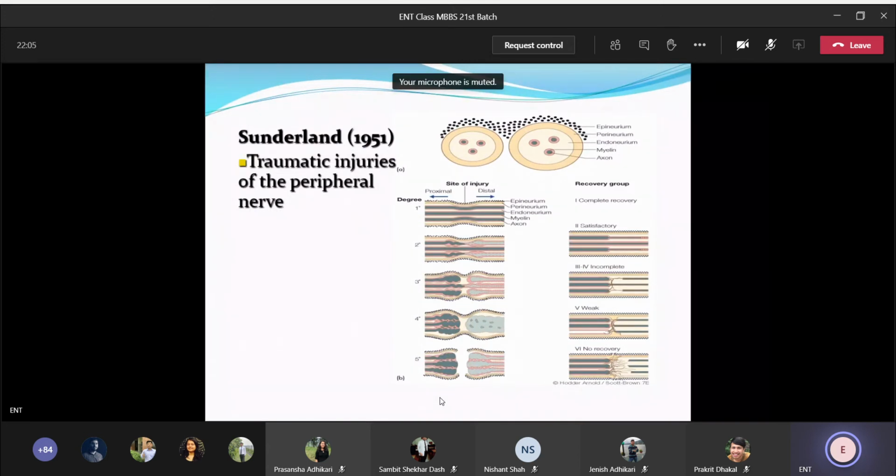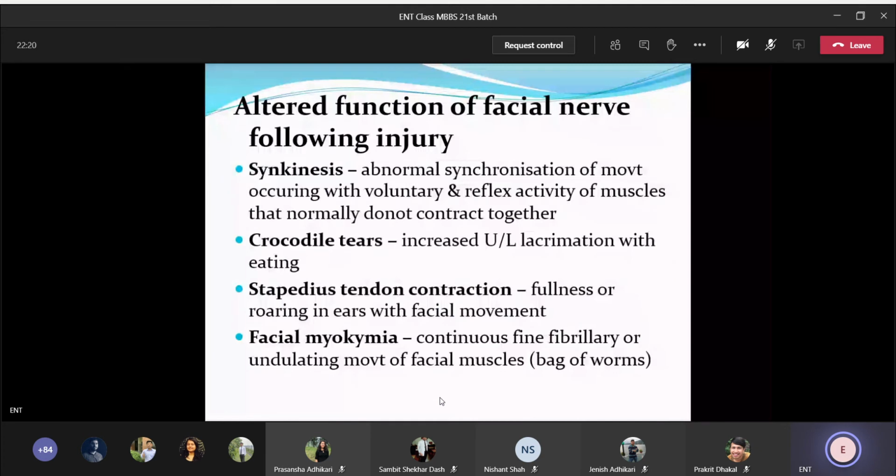In the seventh there will be no recovery, in the sixth there is no recovery of the facial nerve palsy. So these are the altered function of the facial nerve following the injury.